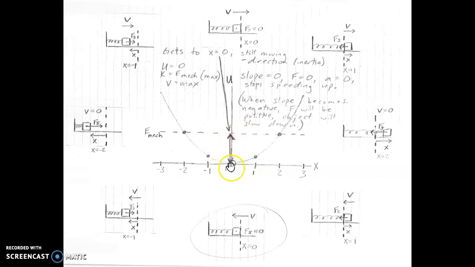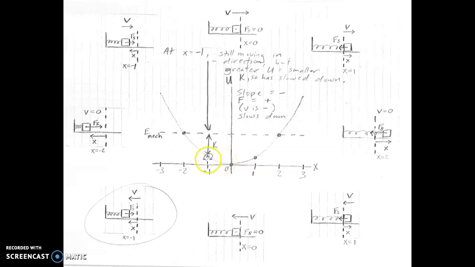Here, once again, we're at our lowest potential energy, which means we have our highest kinetic energy, which means we have to be going at our absolute fastest. And then as our slope starts to get negative, that means the force is going to be positive. Since it was moving in the negative direction with a positive force, it's going to start slowing down. And we can see that indeed it must be slowing down because the kinetic energy decreases. So we could predict it was going to slow down here, and then we can see that it did indeed slow down because it has less kinetic energy, because some of that energy has been converted into potential energy.